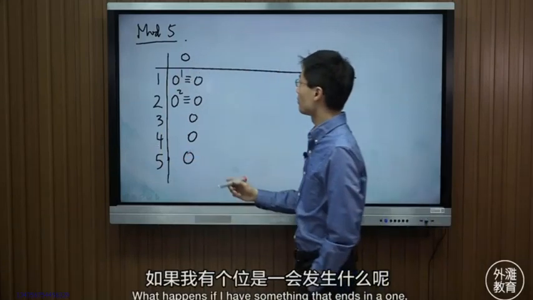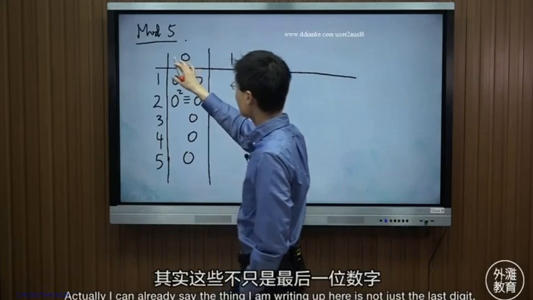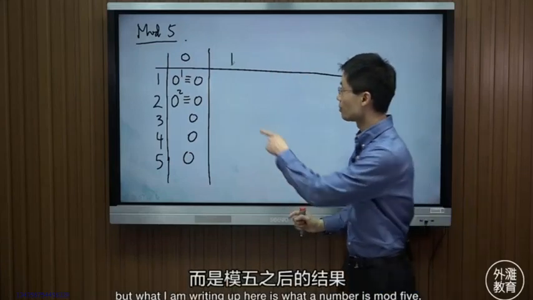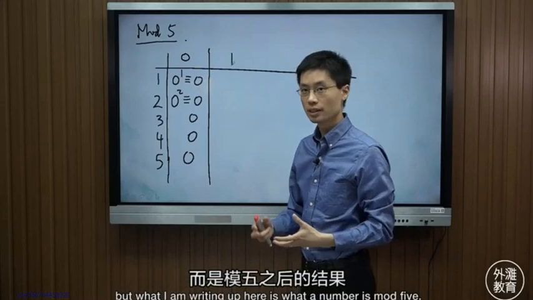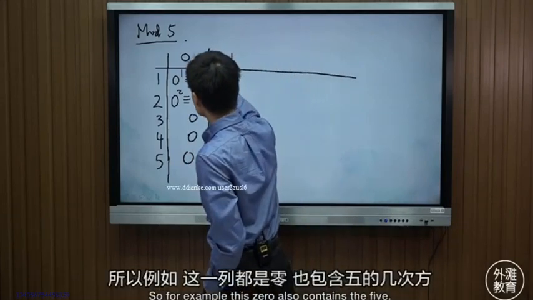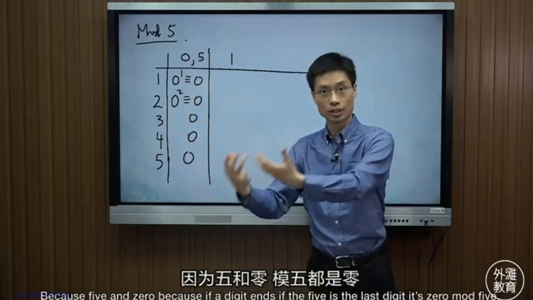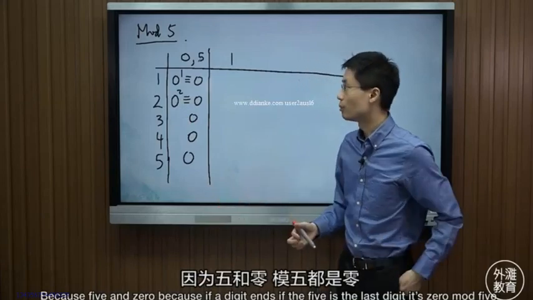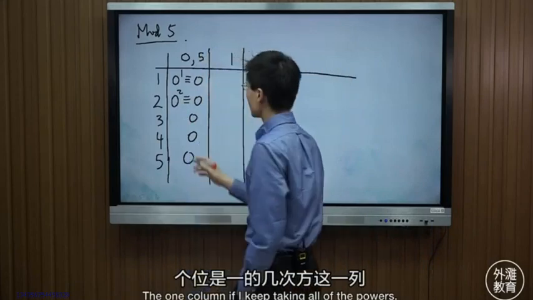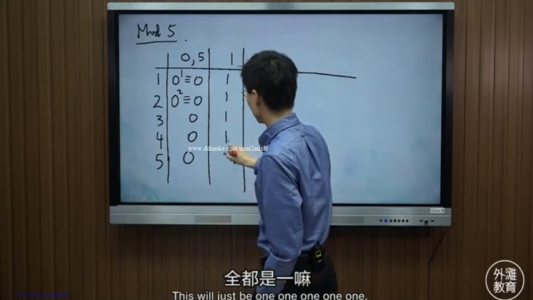What happens if I have something that ends in a 1? Actually, I can already say the thing that I'm writing up here is not just the last digit. But what I'm writing up here is what a number is mod 5. So for example, this 0 also contains the 5, because if the 5 is the last digit, it's 0 mod 5. Think about it that way. The 1 column, if I keep taking all of the powers, this will just be 1, 1, 1, 1, 1.